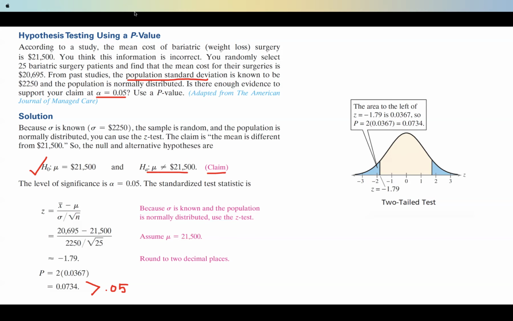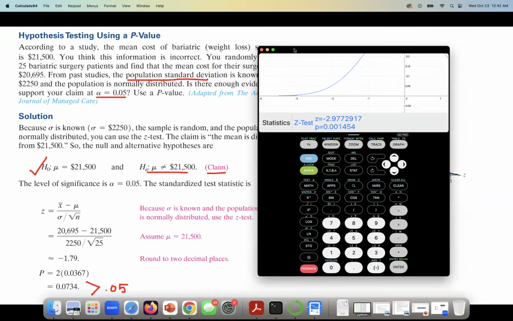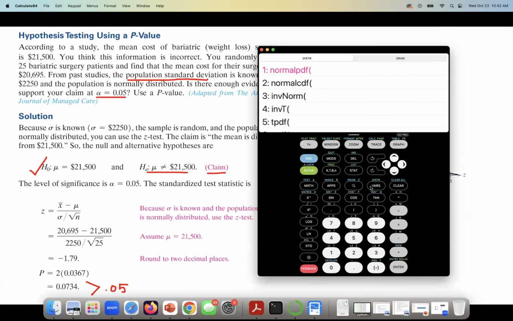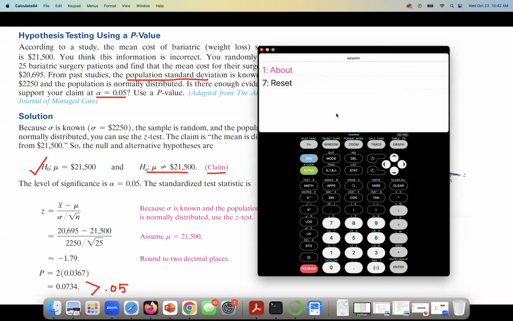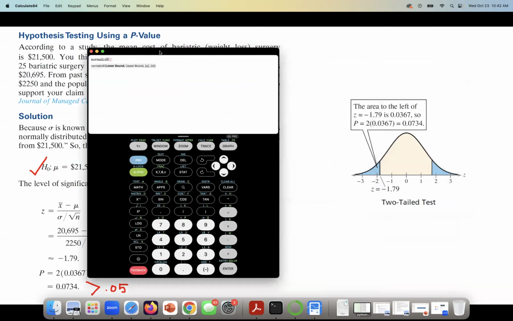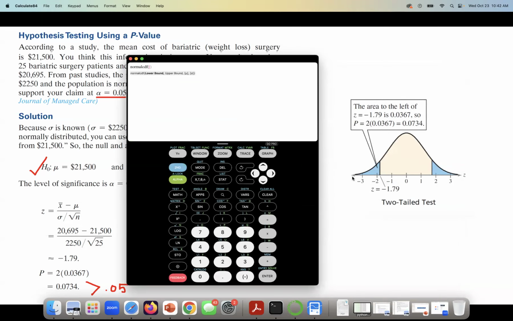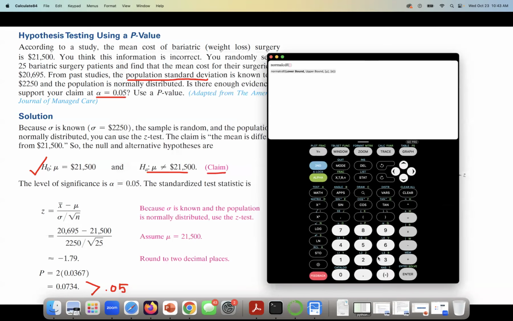Let me share the screen with you all. So first of all, to find this number 0.0367, you can go to second, vars, and click on normal CDF. Let me just erase everything. Second plus, I'm going to reset everything. Now I'm going to go to second, vars, and normal CDF. For my normal CDF, I'm going to enter the lower bound. Again, please pay attention. For the lower bound, you're going to use a very small number like -10.